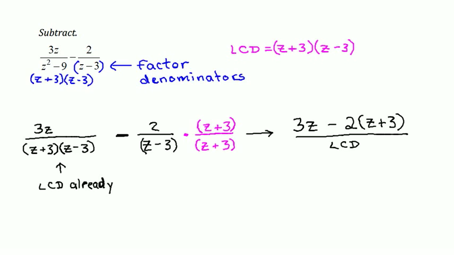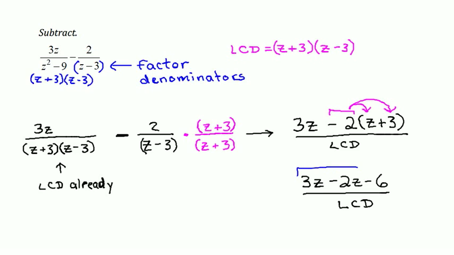We definitely don't want to lose that LCD, but it's a little quicker than writing out the whole factors every time. So now at this stage, I am ready to distribute, and I'm going to take the sign with the 2 as I distribute into parentheses. So that what I end up with here is 3z minus 2z minus 6 in the numerator, and we still have the LCD in the denominator.